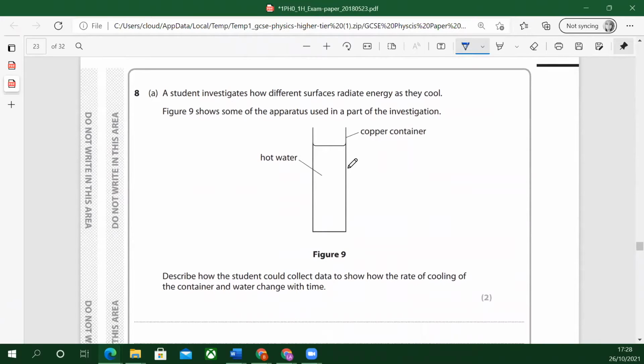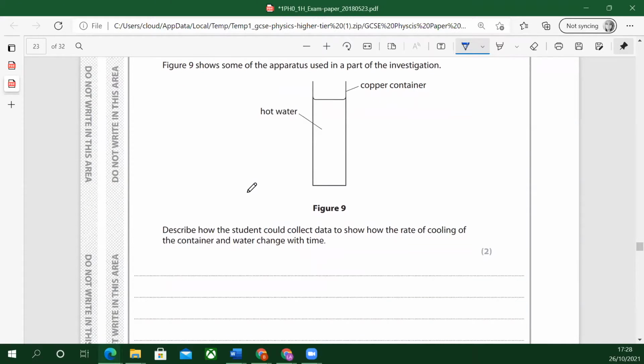Number 8. A student investigates how different surfaces radiate energy as they cool. Figure 9 shows some of the apparatus used as part of the investigation: hot water and copper set up in a pot. Describe how the student could collect data to show how the rate of cooling of the container and water change with time. So let's have a look.